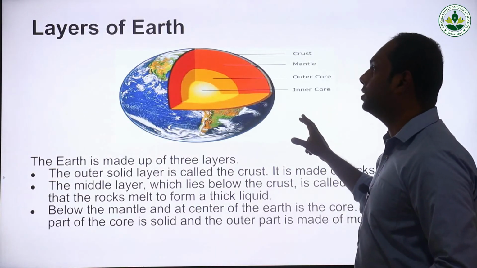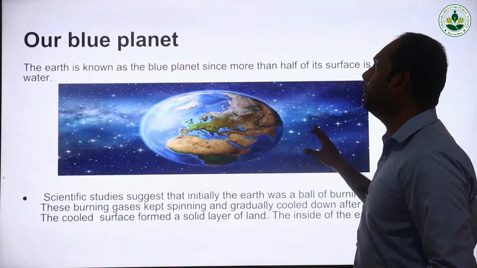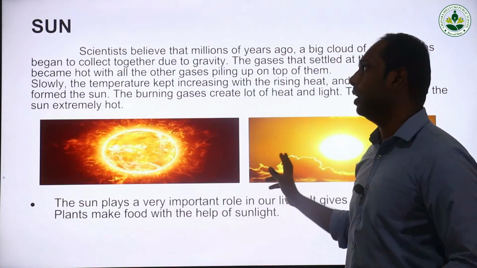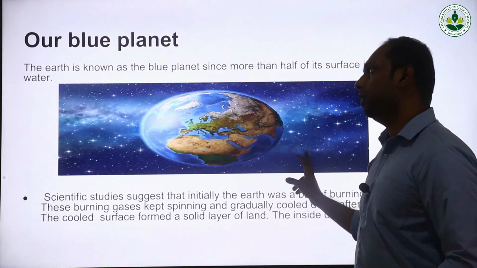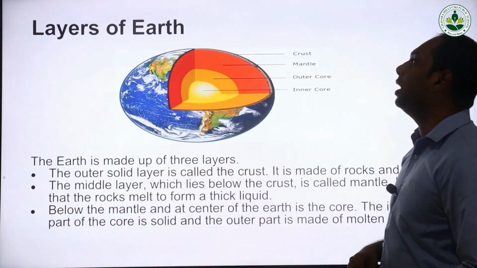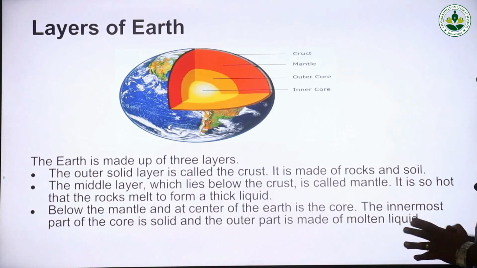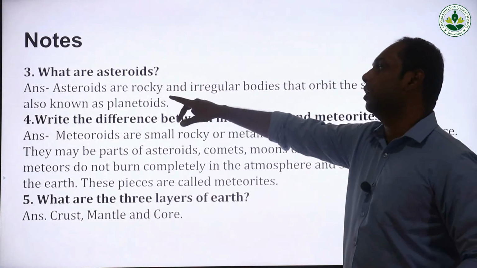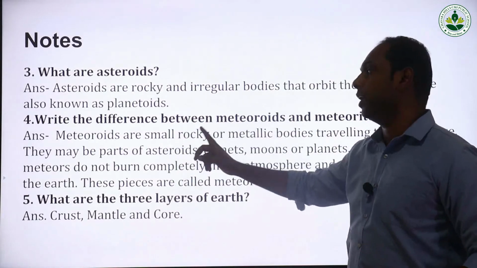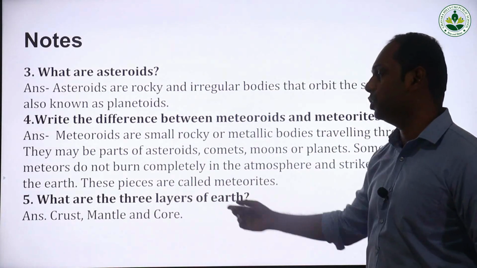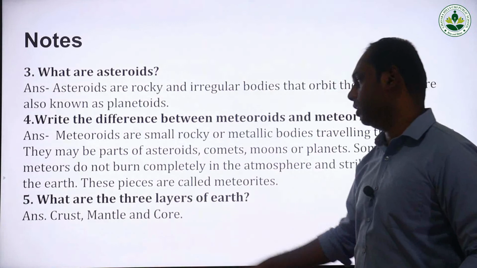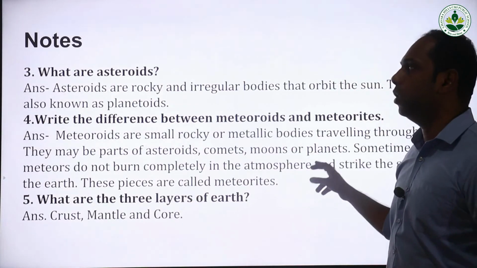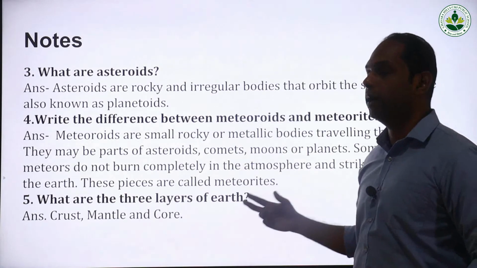And that's about the layers of Earth. In today's class we have studied about the origin, the formation of the sun and the planet Earth, and we have studied about the layers of Earth. So these are the notes for the day. The first two questions are a continuation of the previous class, so you have to write down these notes in your notebook. And the fifth question, what are the three layers of the Earth? Crust, mantle and the core. So you have to write down these questions in your notebook and study them.